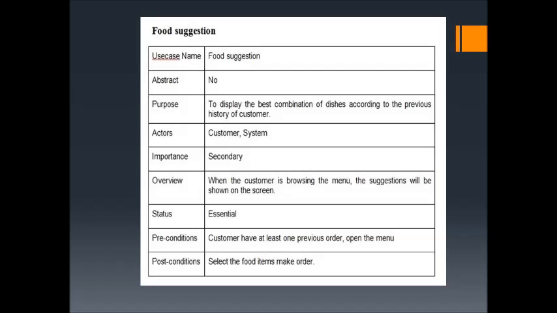Food suggestion use case. To display the best combination of dishes according to the previous history of the customer. Preconditions: customer has at least one previous order. Open the menu. Post conditions: select the food items, make order.